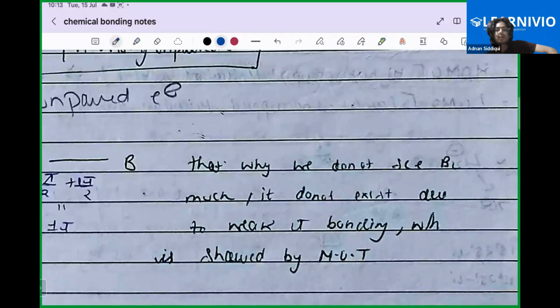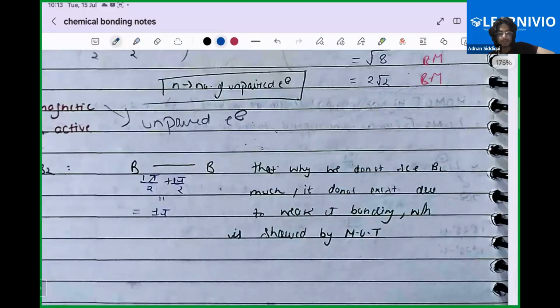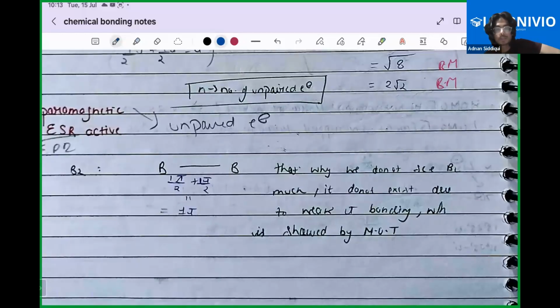Okay, why we don't see B2 much, comma. It does not exist due to weak pi bonding, which is shown by MOT.